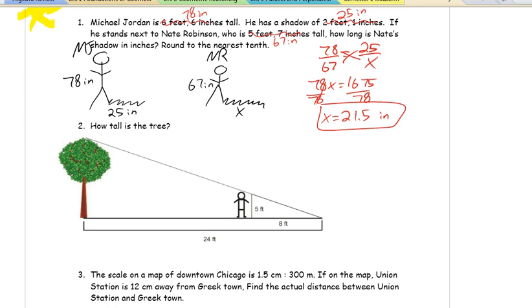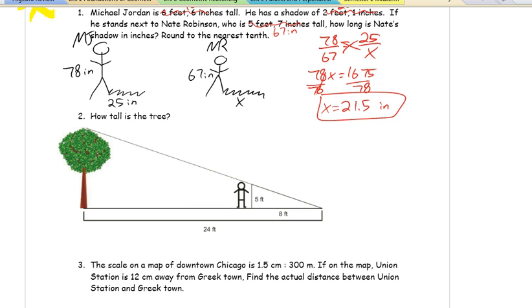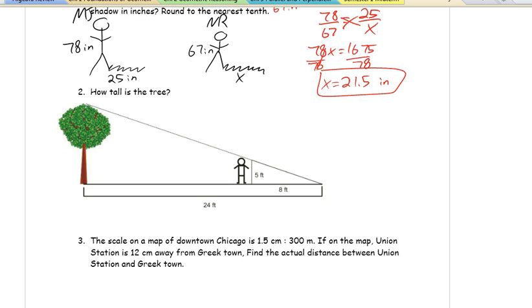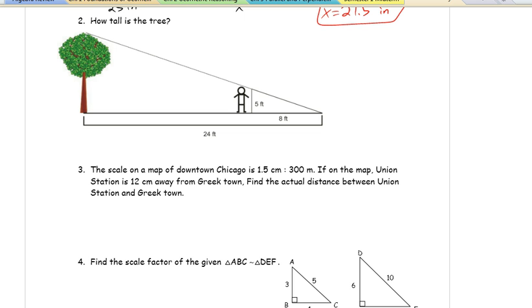Number 2, how tall is the tree? So we've actually seen some examples like this without word problems. We have a little stick figure. Good thing I didn't draw it. That's why I Googled it and got a little picture so I could have a nice little stick figure. How tall is this tree? So that's our x.